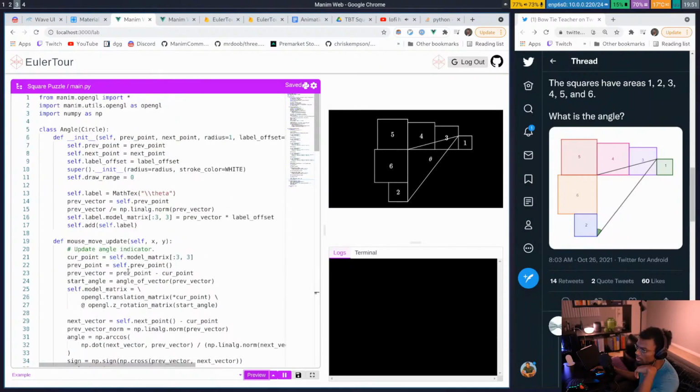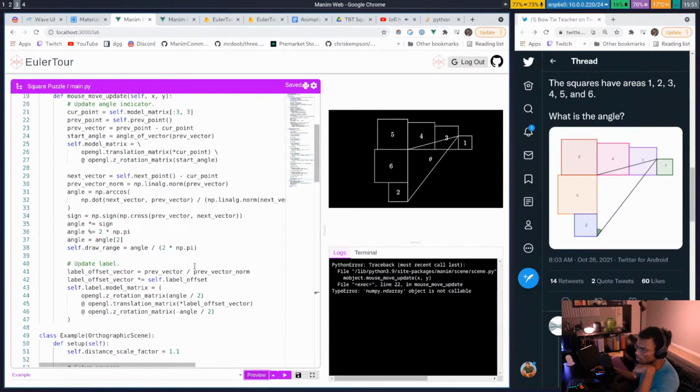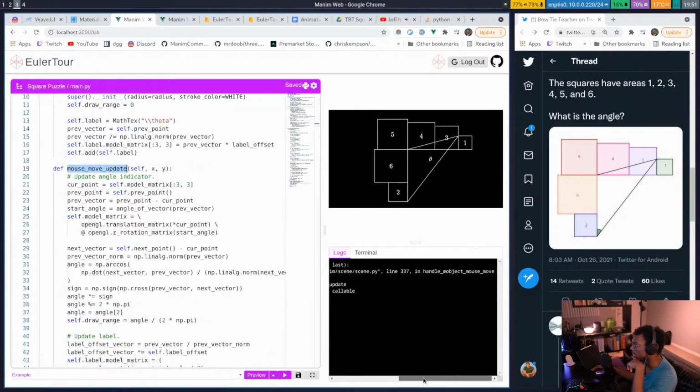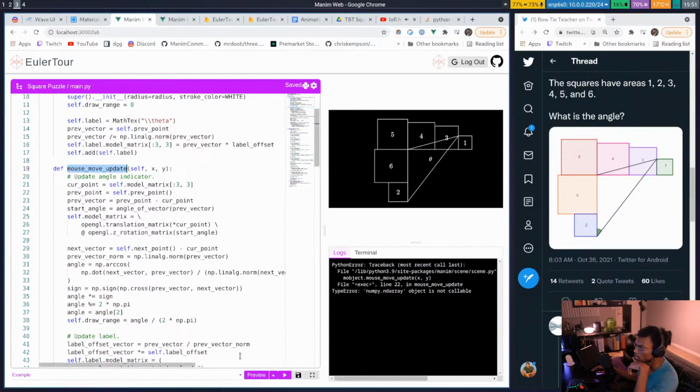Oh yeah, because it's just the circle. So this does make sense that it doesn't appear here. It's automatically doing mouse move update, which I don't understand. Oh, that's called from scene. Interesting. I don't know how I feel about that now. Well, I guess it makes sense that it would automatically call mouse move update.